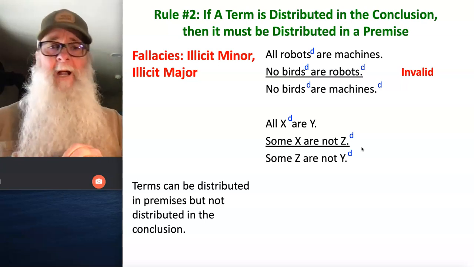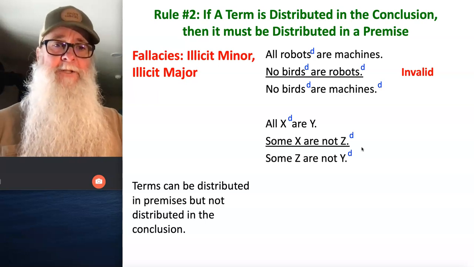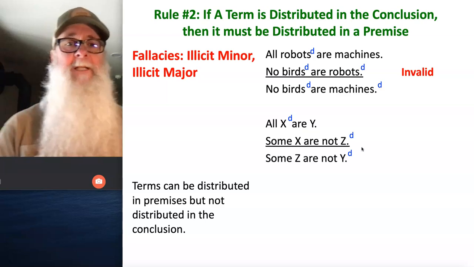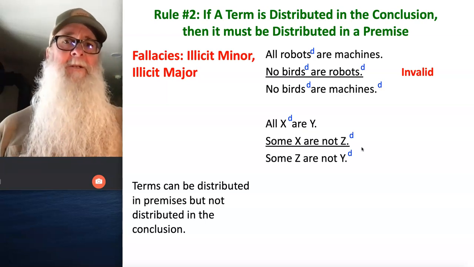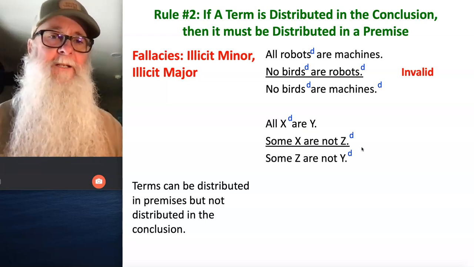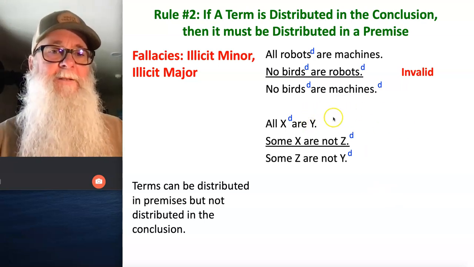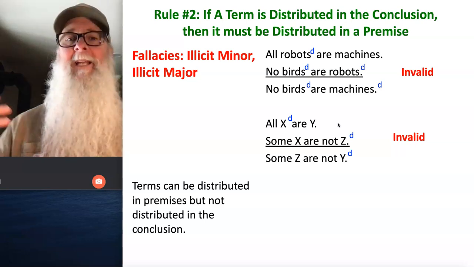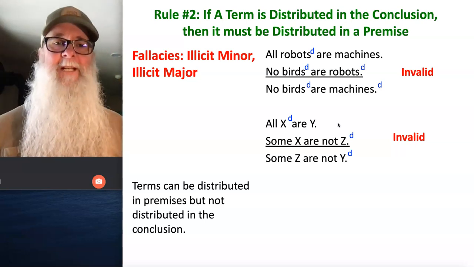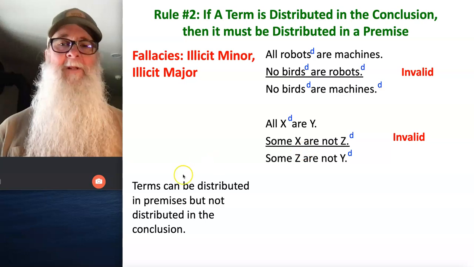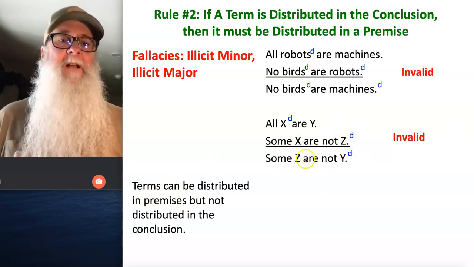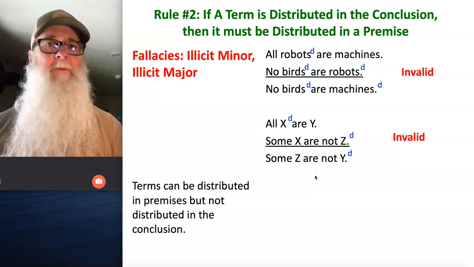Y is distributed in the conclusion, and rule number 2 says if you have a term that's distributed in the conclusion, it has to also be distributed in a premise. And you can see here that Y is not distributed in that first premise, and that tells us, again, invalid, and again, another illicit major. And you can see here a good example of this note here. Z is distributed in a premise, but it's not distributed in the conclusion, and that's perfectly fine. We don't even have to pay attention to that.